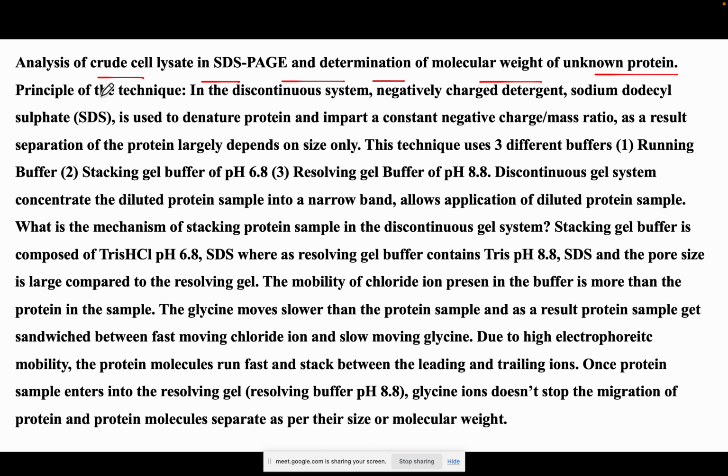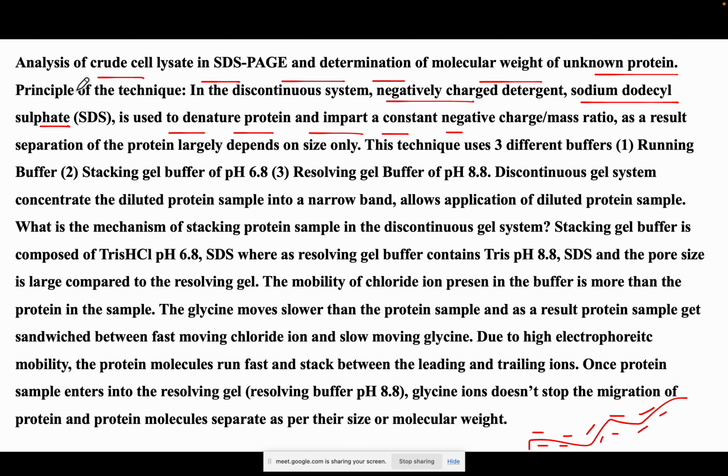Principle of the technique: in the discontinuous system, a negatively charged detergent, sodium dodecyl sulfate, is used to denature protein and impart a constant negative charge by mass ratio. So in the case of SDS-PAGE, we use this negatively charged detergent, sodium dodecyl sulfate. It denatures your protein of interest, every protein, and gives a constant negative charge along the length of the protein. This will be applicable for any protein of any molecular weight, so it gives a similar effect to every protein.